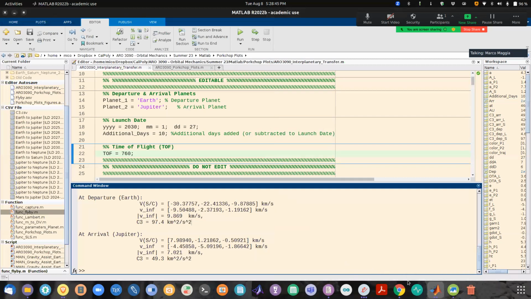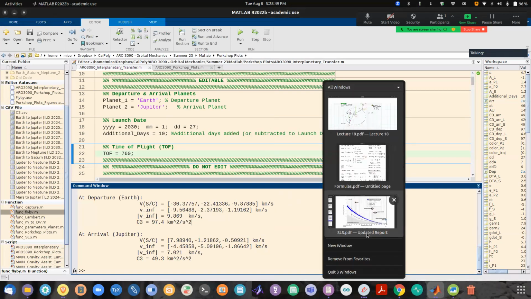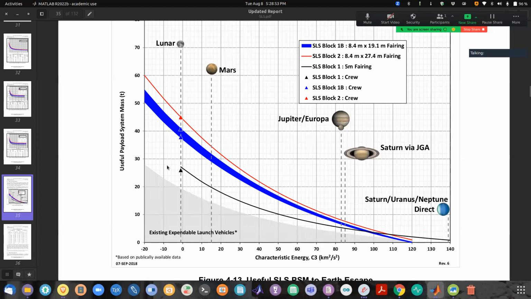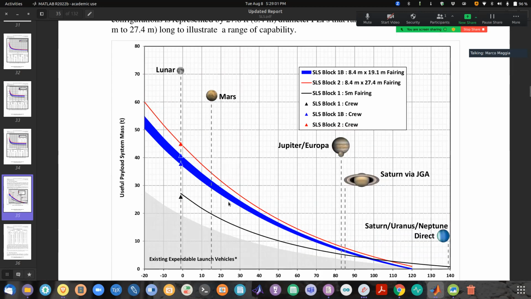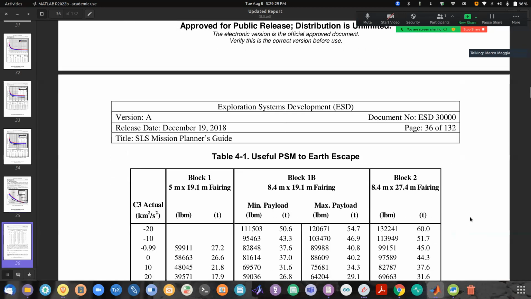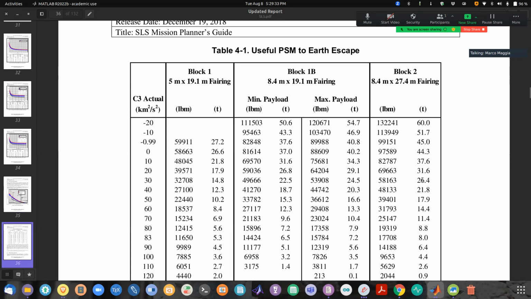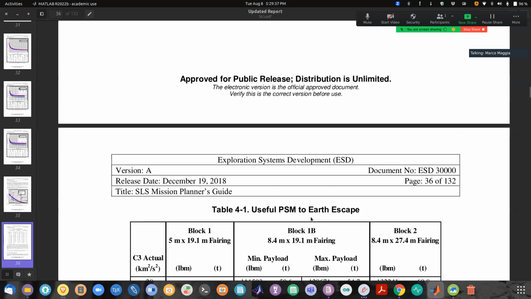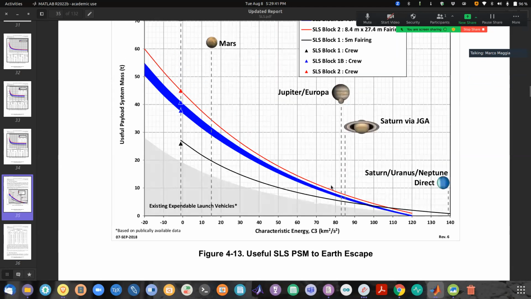Now what you can do is go to the useful payload system mass versus characteristic energy. This is the plot for the SLS. Or actually, you should be using the function that I asked you to develop. So for a 97 point something C3, you'll find exactly how much mass you can deliver at the boundary of Earth's sphere of influence. So it's going to be about 6 tons or so, between 5 and 6 tons, I assume. But that's why if you have that function that interpolates this data, you'll find exactly how much mass you can fly from Earth to Neptune.